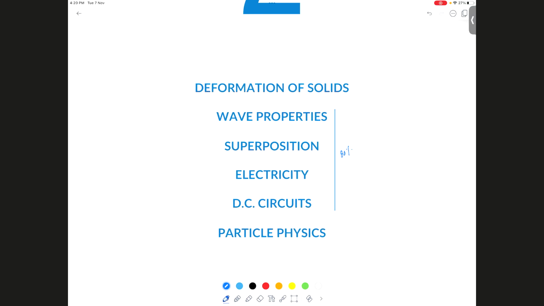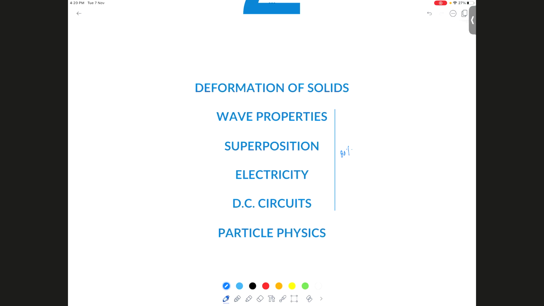O-level particle physics was radioactivity, remember half-life calculation and whatnot. This is not even that, it's less. Here we just learned about alpha, beta, gamma and their properties. There was a table we did in O-levels if you remember. Just that, okay? Deformation of solids, you already know 50% of it. 50% is the spring chapter.